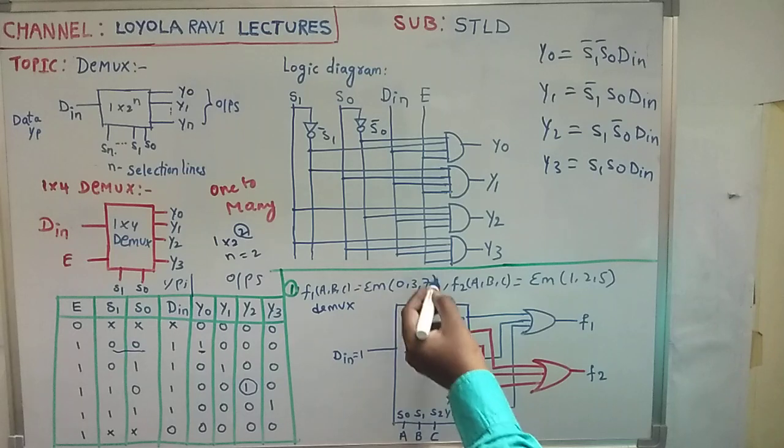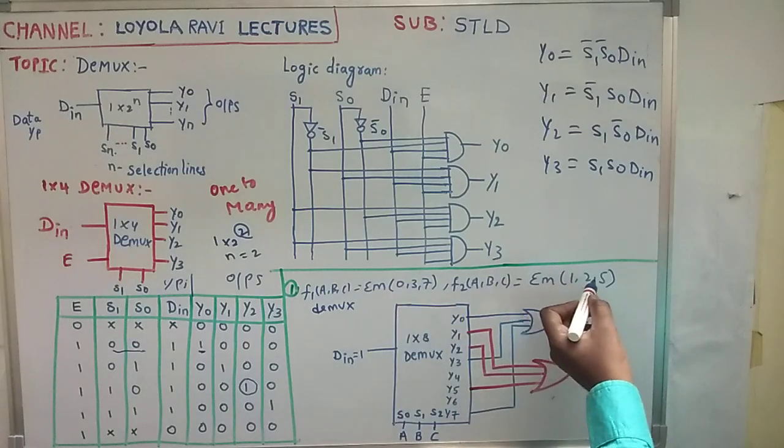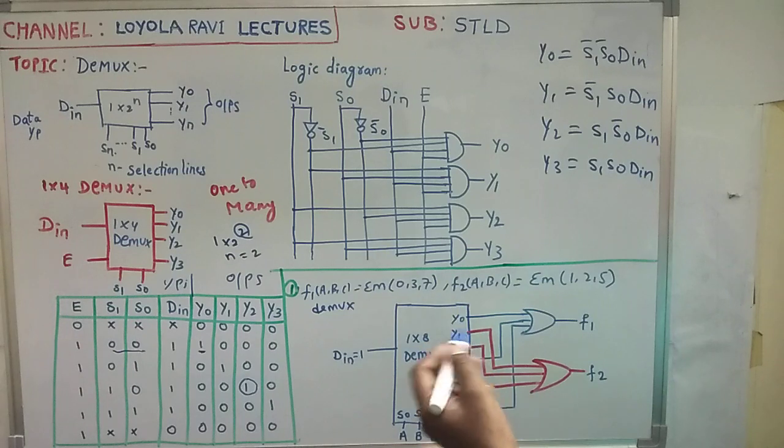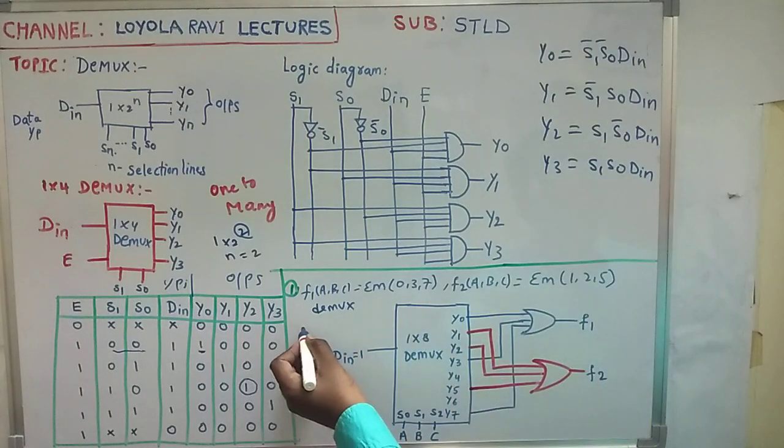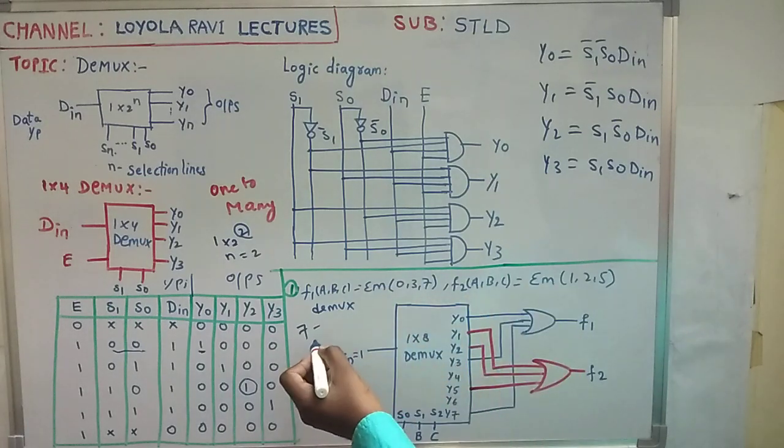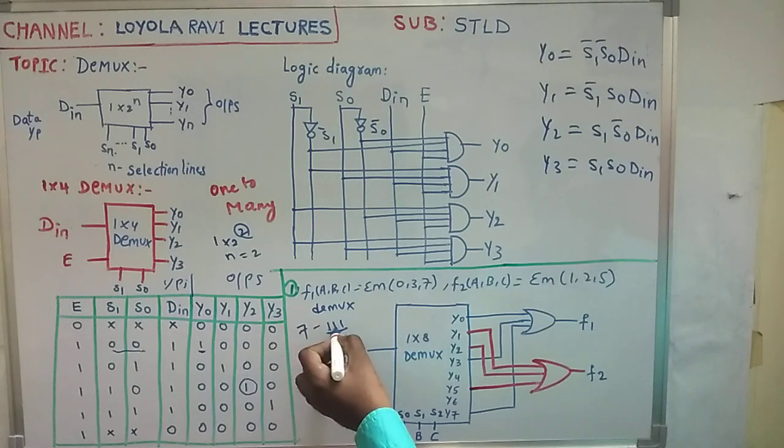So observe all the minterms 0, 3, 7 and 1, 2, 5. Here we have been given two functions. In those two functions, observe all the minterms. The maximum minterm is 7. I already told you this in the implementation of Boolean functions using a decoder. It is exactly the same concept as a decoder. Here also in the demultiplexer, among those minterms the maximum minterm is 7. 7 in binary is 111. What is the number of bits? 1, 2, 3. 3 bits.